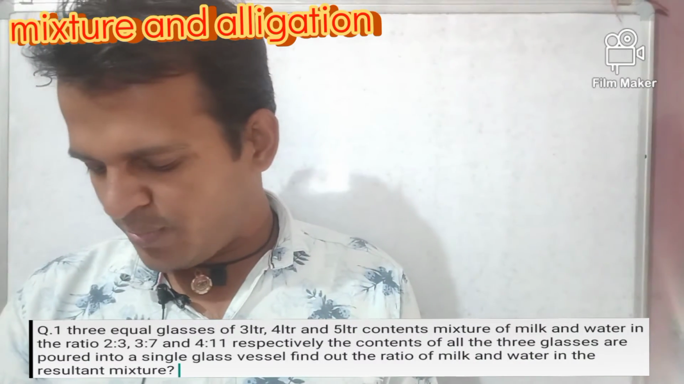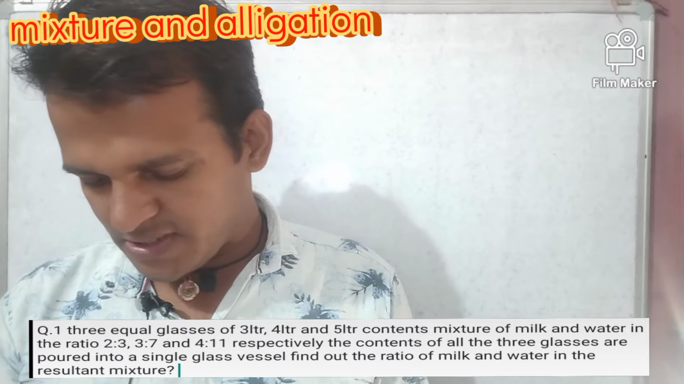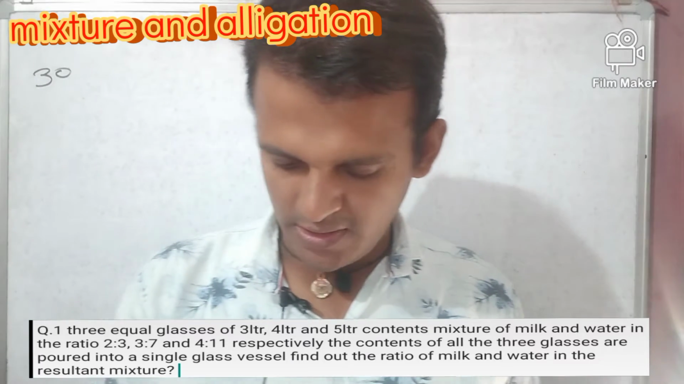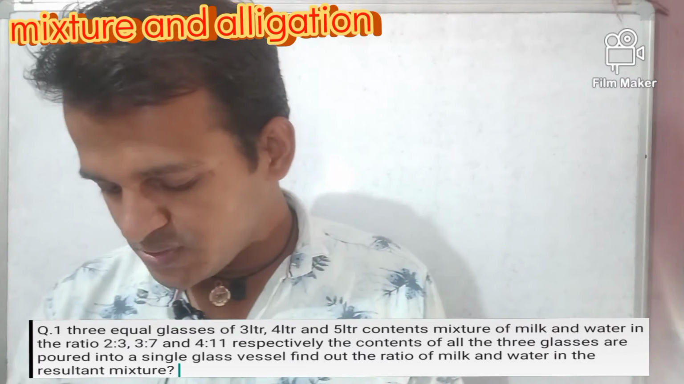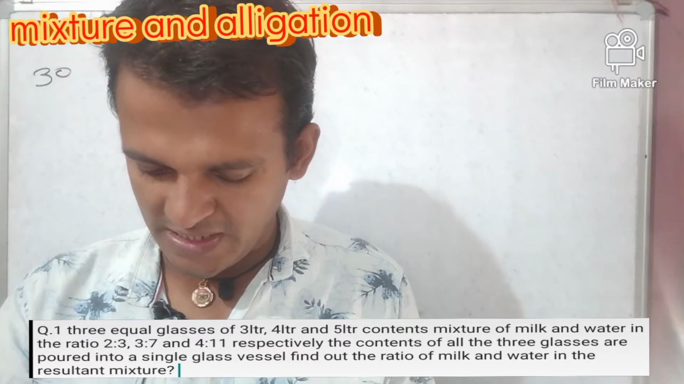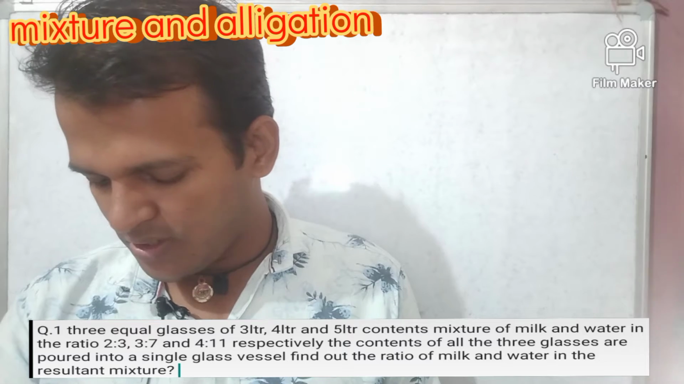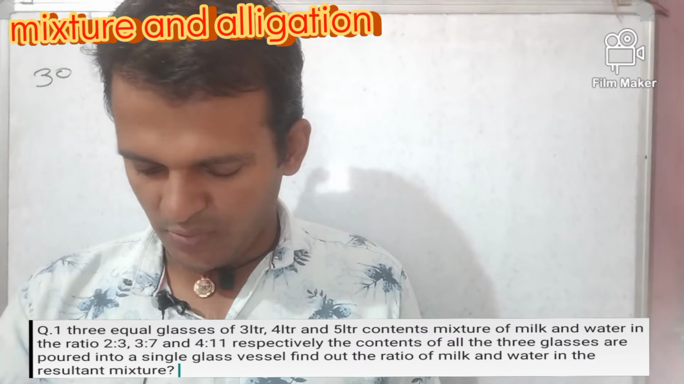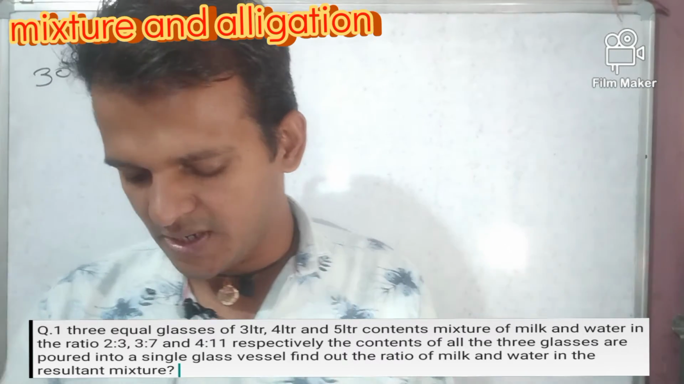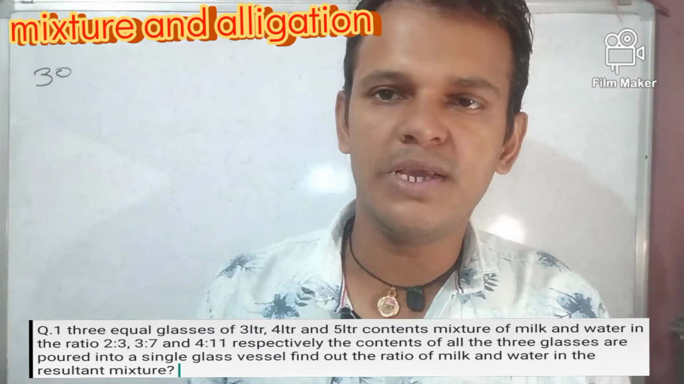Three equal glasses of 3 liters, 4 liters and 5 liters contain a mixture of milk and water in the ratio 2:3, 3:7 and 4:11 respectively. The contents of all the 3 glasses are poured into a single glass vessel. Find out the ratio of milk and water in the resultant mix.